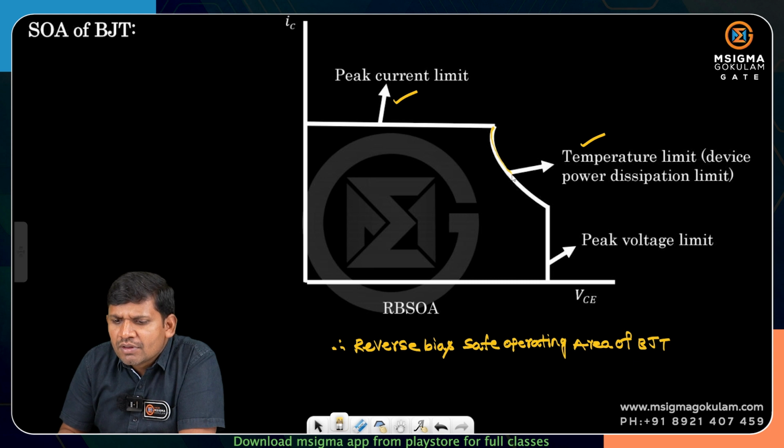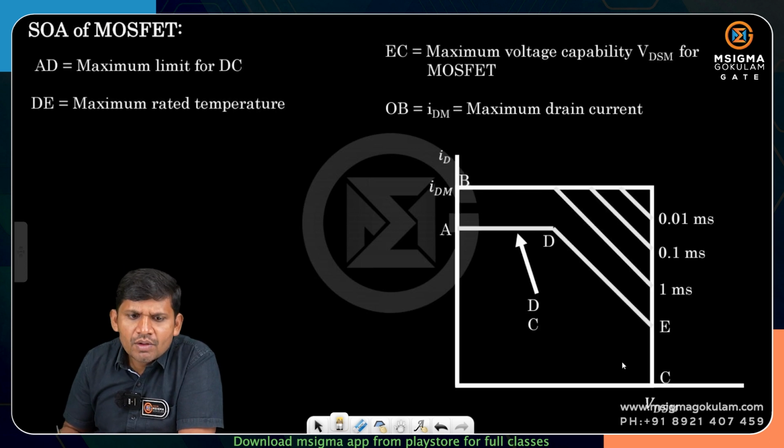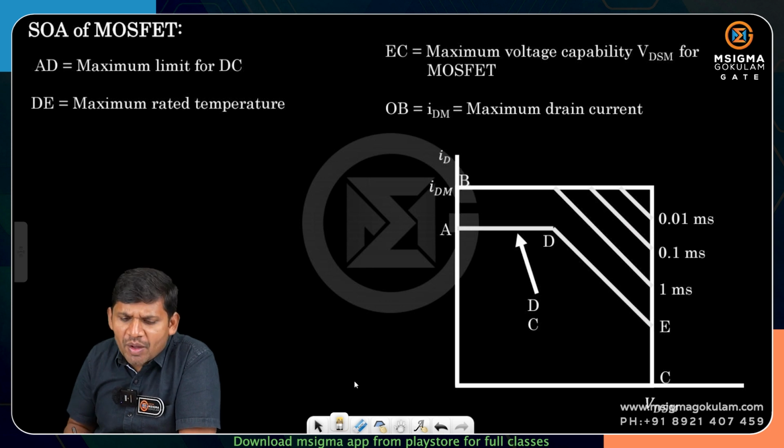This one. Okay, these regions are asked, students, so you have to concentrate. And what does this limit indicate? The peak voltage limit. Okay, this is the reverse bias safe operating area of the BJT. Then what is the safe operating area of the MOSFET?